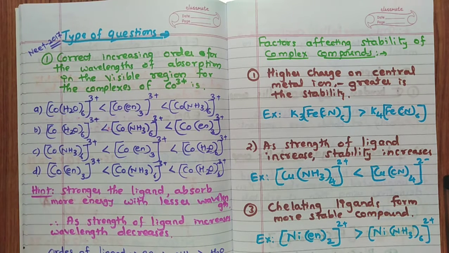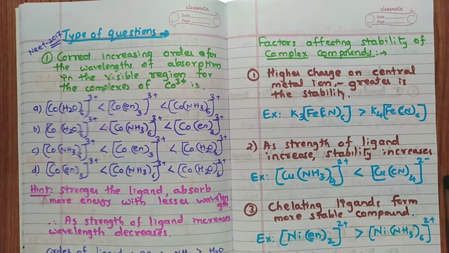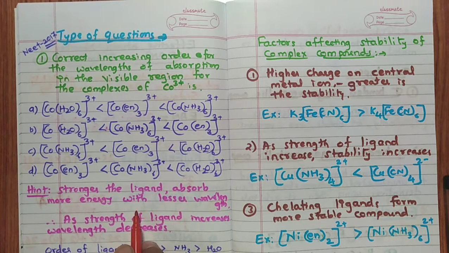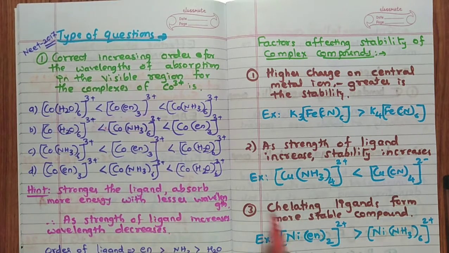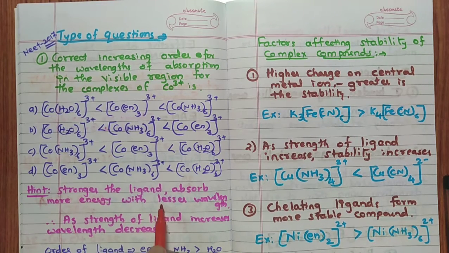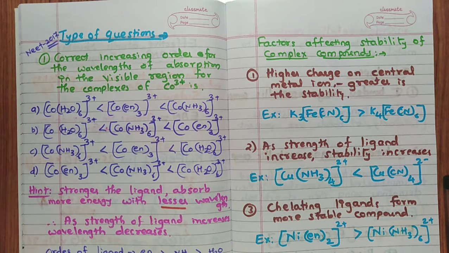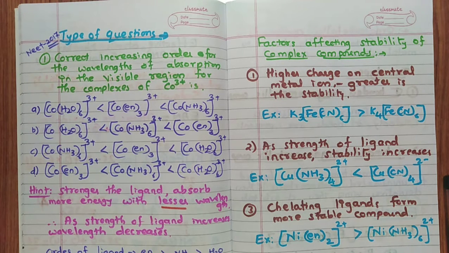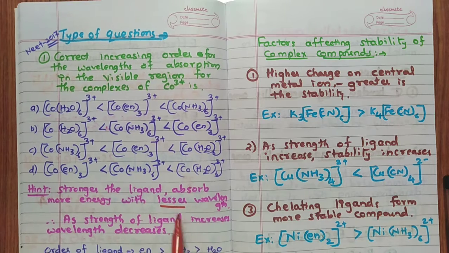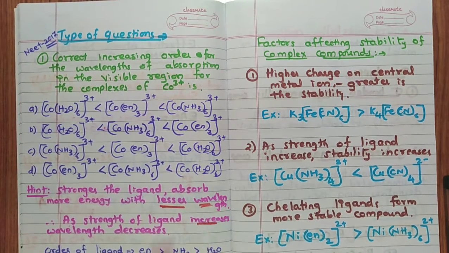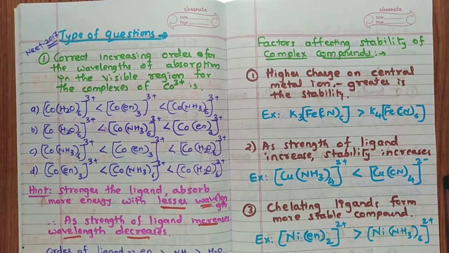When the complex is given like this, if they ask about visible region absorption wavelength order, a very important hint is to remember: the stronger the ligand, the more energy it absorbs. More energy always means lesser wavelength, because ultraviolet radiation has more energy and lesser wavelength, while visible radiation has less energy and more wavelength. Which means as the strength of the ligand increases, wavelength decreases. Very simple.